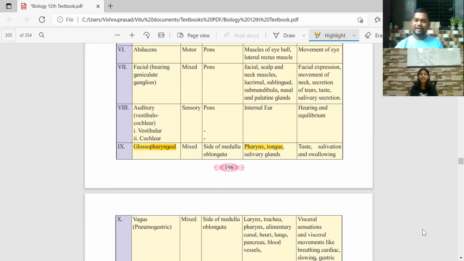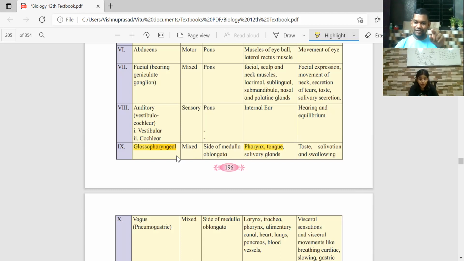Suppose you are eating food, something sweet. When you put the food in your mouth, your tongue has got taste buds. Immediately you come to know it was sweet. How do you come to know? You place the food on the tongue. Those taste buds are the taste receptors located on the tongue, and those receptors are the nerve endings of the glossopharyngeal nerve.